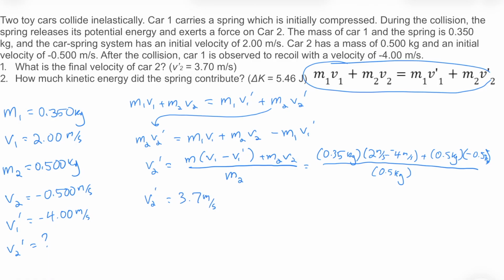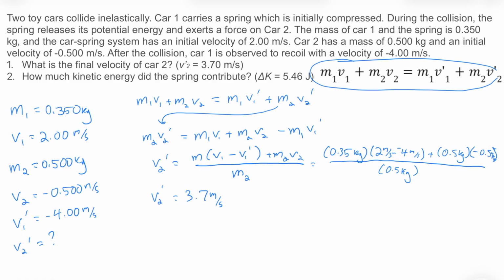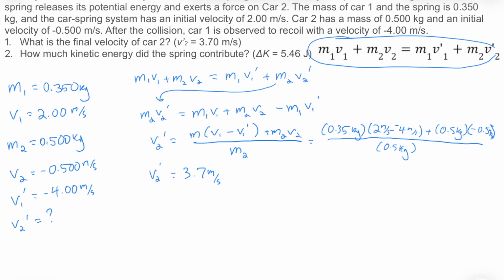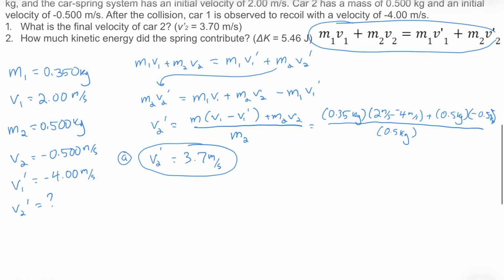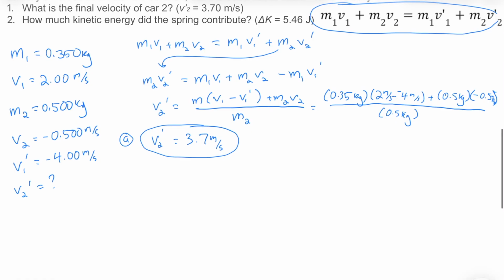And that was positive, so it is going back in the opposite direction from which it came, because it started in a negative direction. So that's our final velocity for object 2, for car 2. And then we want to think about what happened with our kinetic energy. So our change in kinetic energy is what we want to find for part 2 of our problem.